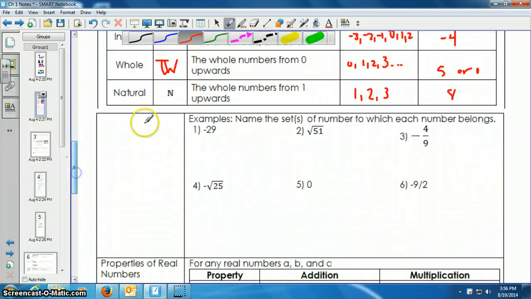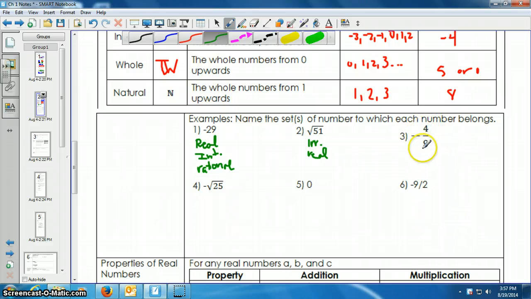So let's go ahead and just categorize what set these numbers are in. Looking at -29, it is a real number. It's not imaginary. It is an integer because it's negative. And then it's also rational. Okay, square root of 51 is a non-perfect number. So when we do the square root of a non-perfect number, that was irrational. And it would also be real.